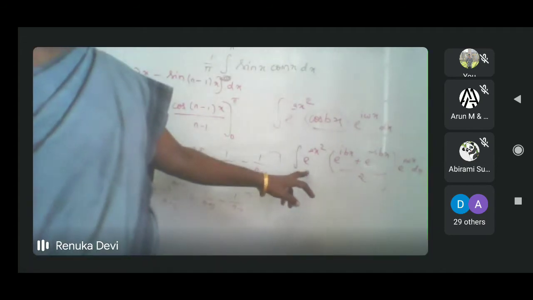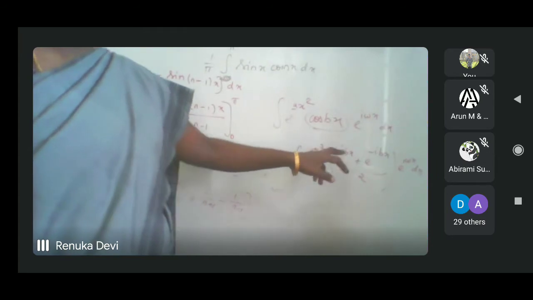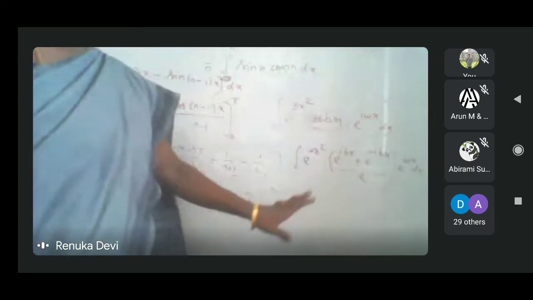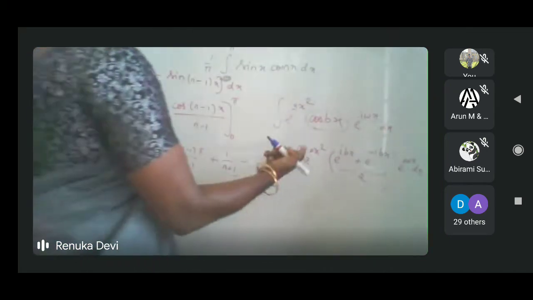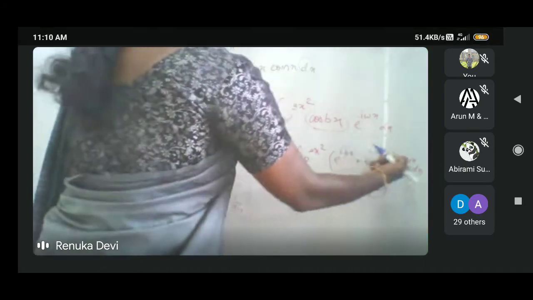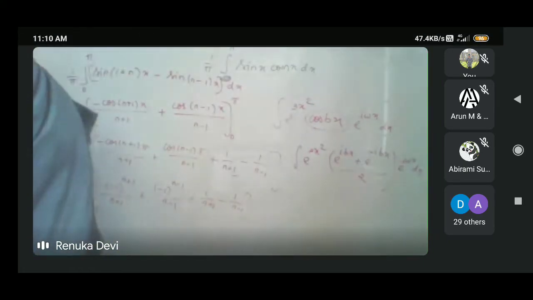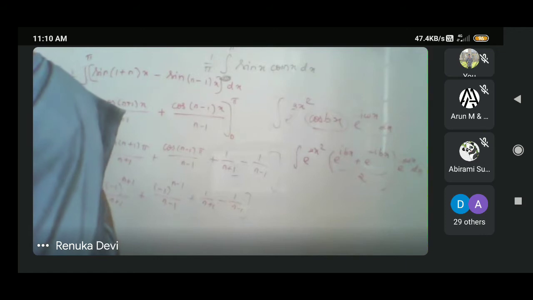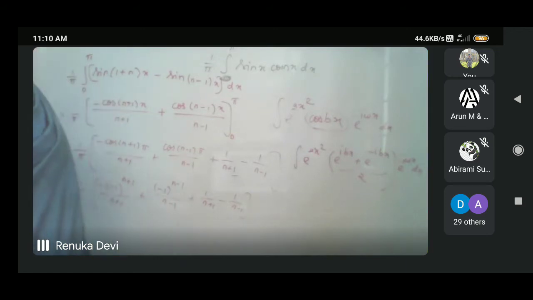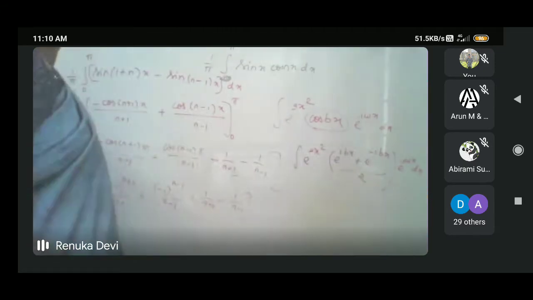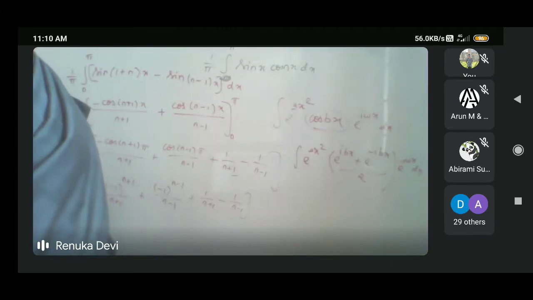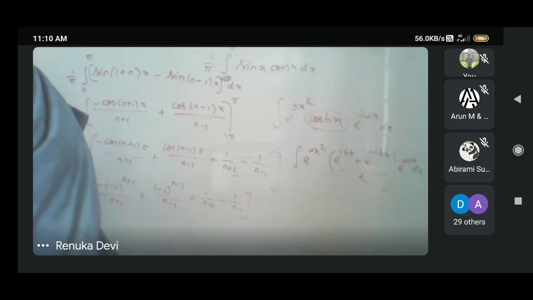This will be e raised to minus x square plus ibx plus iwx, and then it is minus, I think, isn't it? For the Fourier transform, it is minus. Then you multiply e raised to minus x squared, this one. Then you make it into perfect square form. When you find the perfect square form, x square term, x term, then constant term, like that your terms must be there.